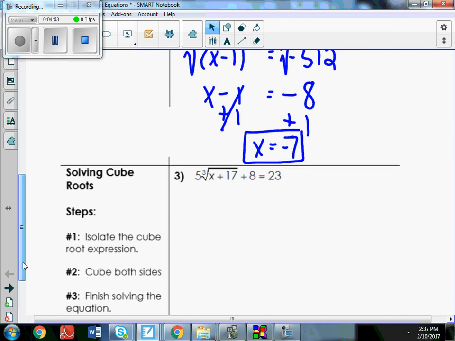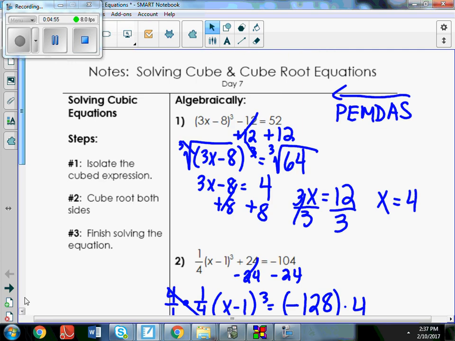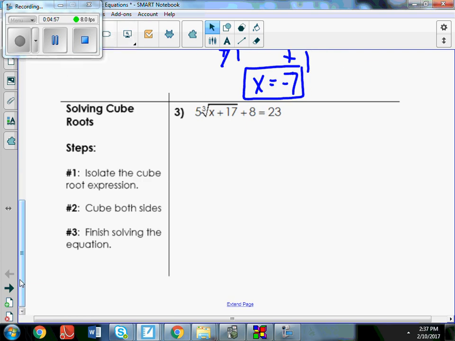Let's look at solving cube roots. Will it stay? There we go. Solving cube roots. It's similar. I'd say it's probably a little easier because you don't have to take the cube root, you're just cubing. Luis. Oh, you got it? Okay, good. Okay, we're all good again.